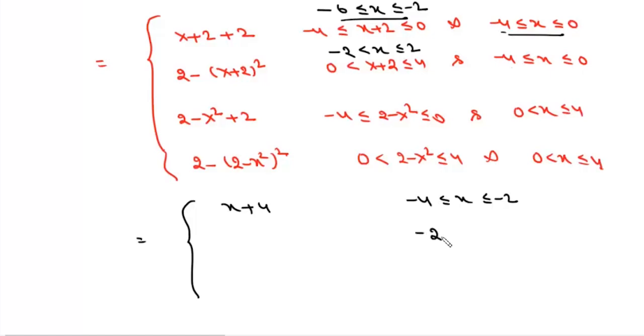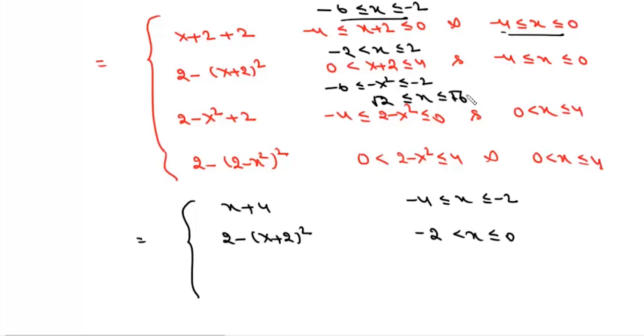So next one is from minus 2 to 0, and here this definition is 2 minus (x plus 2) whole square. Now in this, if we solve this, we can write this as minus 6 is less than or equal to minus x square is less than or equal to minus 2, or if we multiply with minus and take square root, it'll be this x will lie between root 2 and root 6, which lies in this interval. So here this condition is the value of x should lie between root 2 and root 6. Now in this interval, value of f(x) is 4 minus x square.